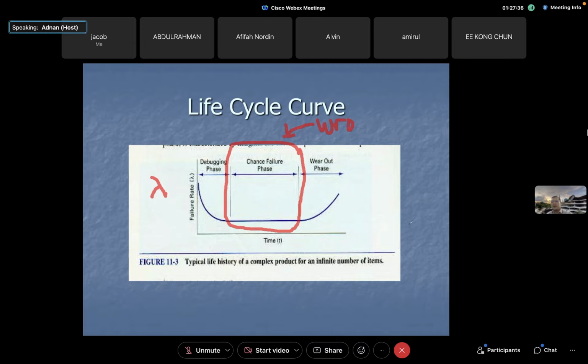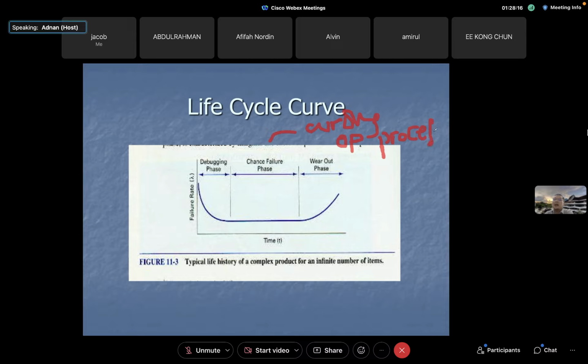It happened because of wrong operating procedure. You're supposed to operate at a certain speed, but you go beyond the limit. So when you have wrong operating procedures, for example wrong speed or wrong setup, you're supposed to set the temperature below 100 degrees, but you put it at 200. So it's going to fail faster.